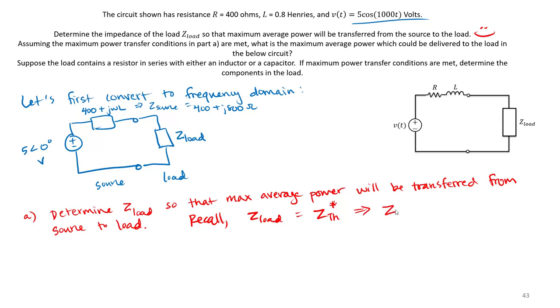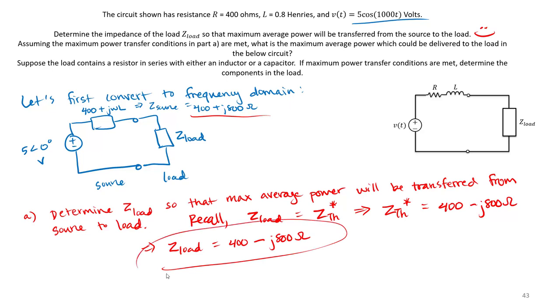So in this case, notice we need to take the complex conjugate of 400 plus j800. To take the complex conjugate, we just flip the sign of the imaginary part. So we get 400 minus j800. Therefore, Z load must be 400 minus j800 ohms. Definitely make sure you write down that maximum power transfer theorem. It's a really useful and important equation.